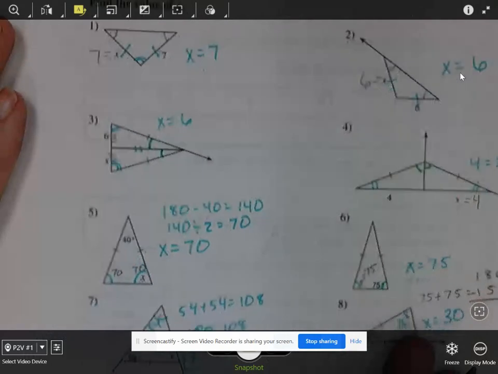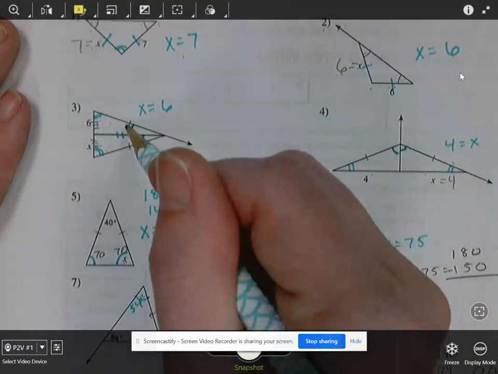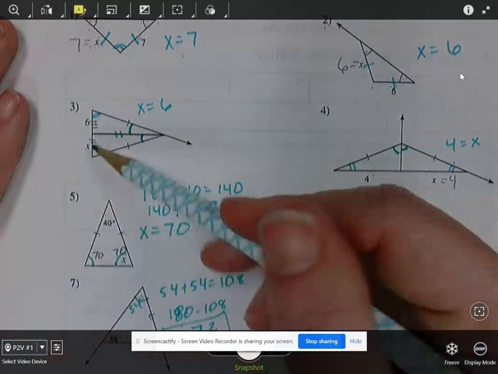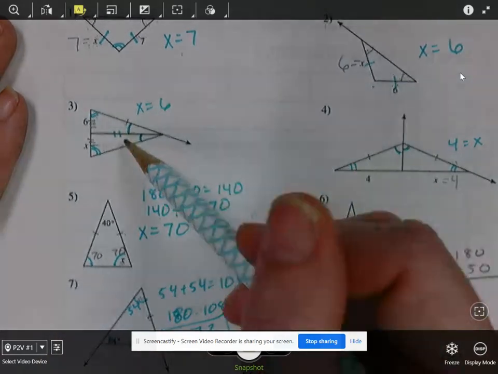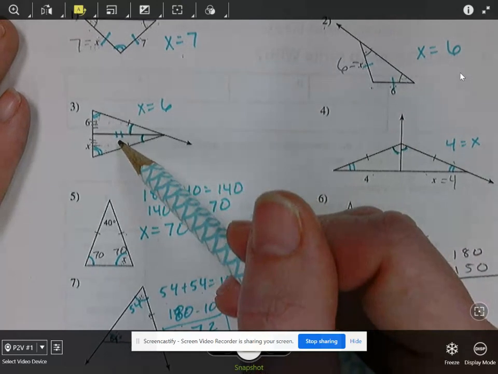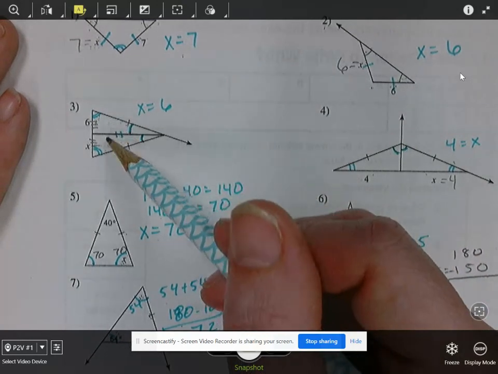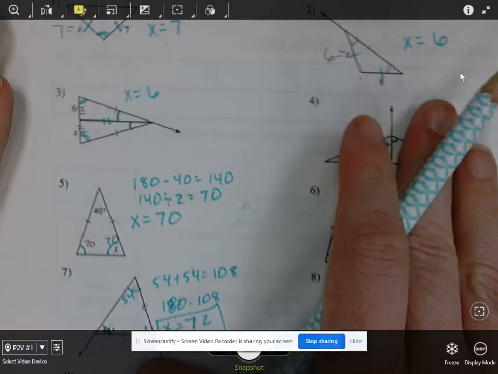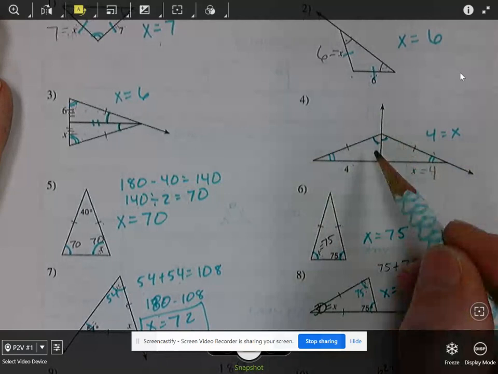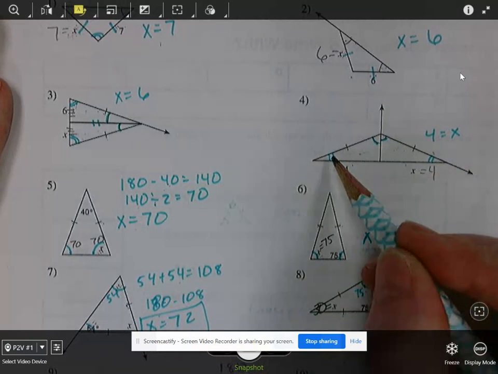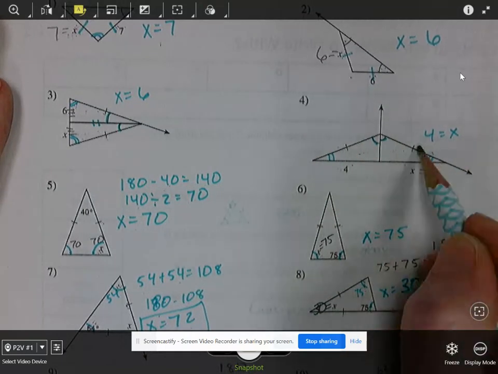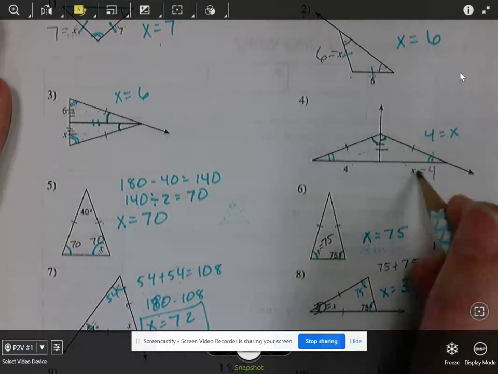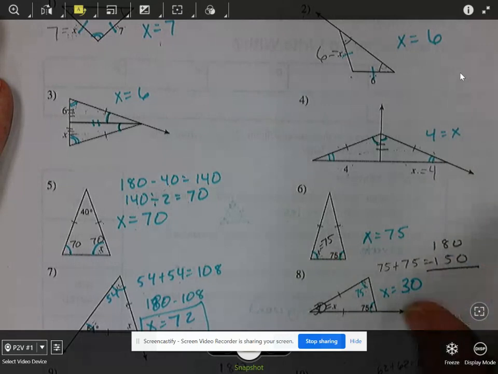Number 3, these two sides are congruent, so act like this middle side's not here, so that means these two angles are congruent. Well, then these two, now look at the two triangles. These two triangles are congruent to each other, so X would have to equal 6. Same thing with number 4. These two triangles are congruent to each other because you have these two angles congruent, these two sides congruent, these two angles congruent, these two sides congruent, so that makes these two sides congruent, so X would be 4.